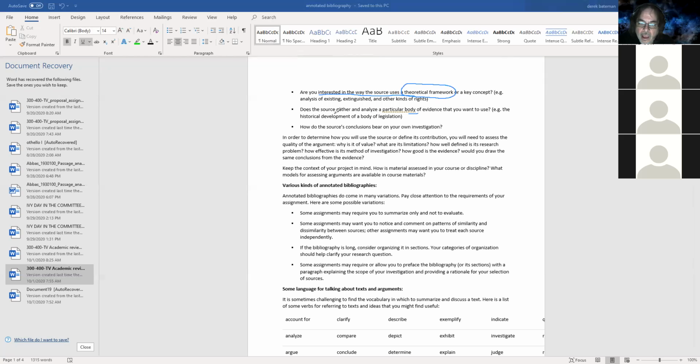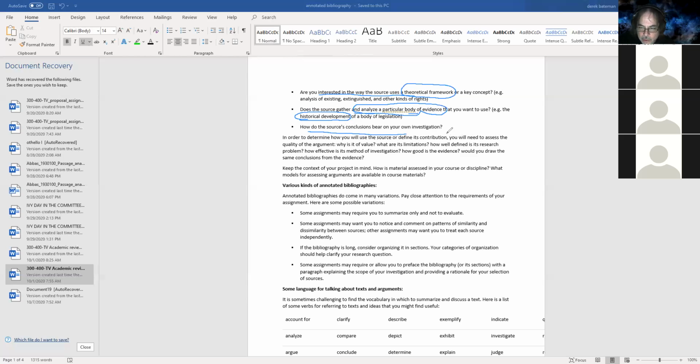And again, when it says here, does the source gather and analyze a particular body of evidence? Yeah, you want to see, is it looking at the same types of evidence that you're going to be looking at, that you want to explore, to help substantiate your observation that then leads specifically to what you are going to do to resolve the issue. Okay? Can be the historical development. Be careful with that. You do want historical background, but it doesn't have to be extensive.